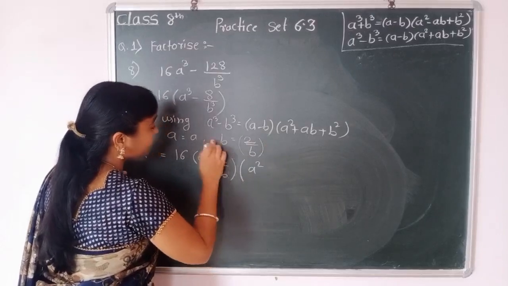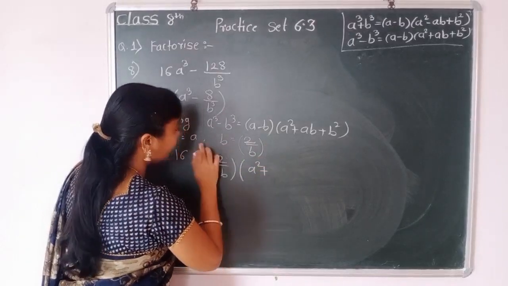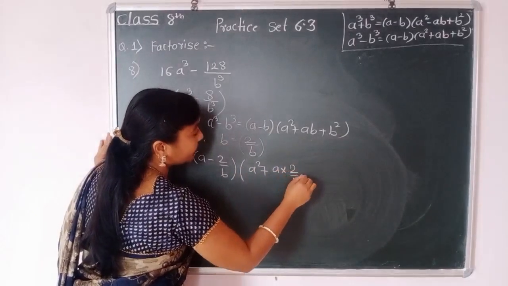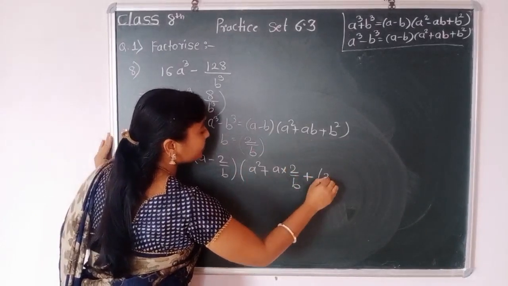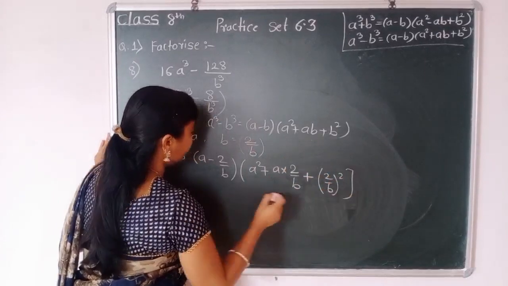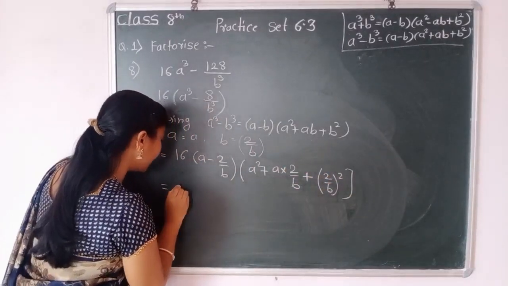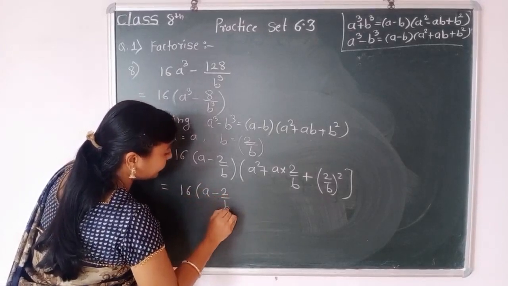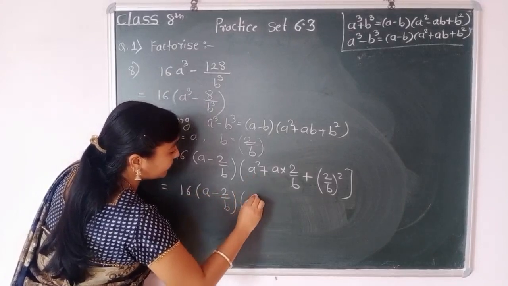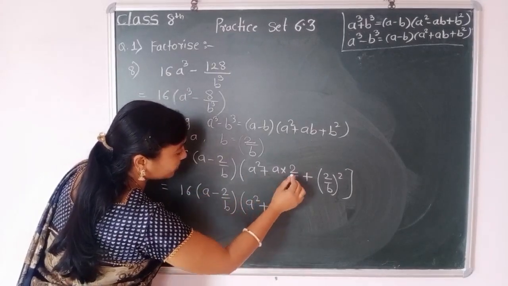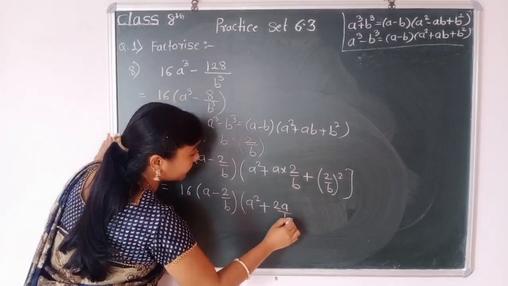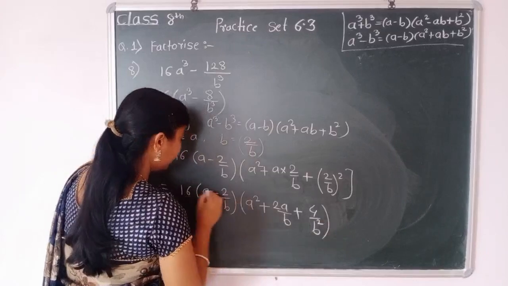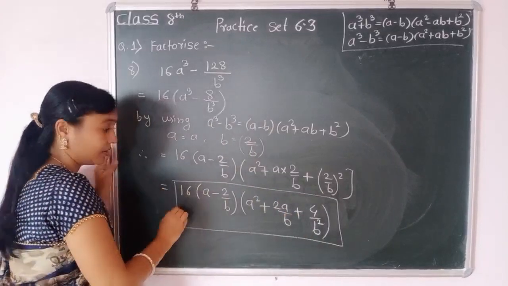another bracket a square plus a into b, meaning 2 upon b, plus b square, meaning 2 by b bracket square. Then give the answer: a minus 2 by b, another bracket a square plus 2 into a, twice a upon b, plus 2 square is 4 upon b square. This is the answer.